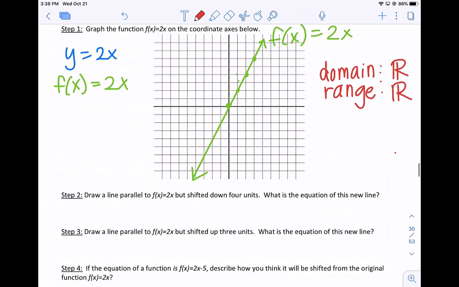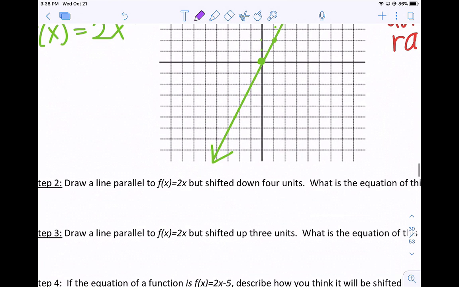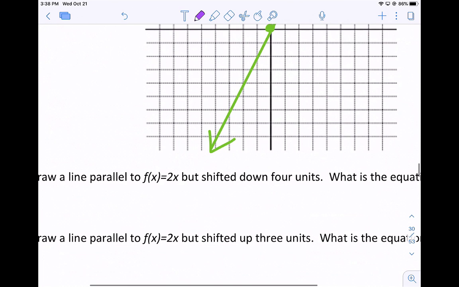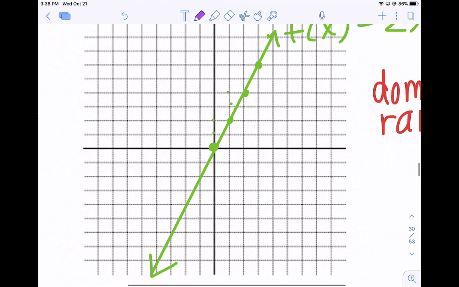All right, so how about this? Draw a line that's parallel to f of x equals 2x, but shifted down 4 units. What is the equation of this new line? All right, so it's the same f of x equals 2x, but it's shifted down 4 units. So all I'm going to do is take each point and move it down 4 units.